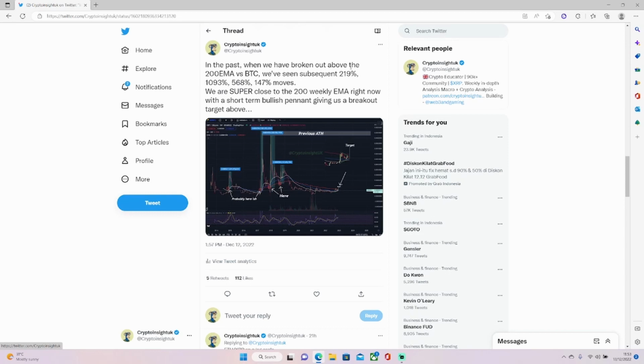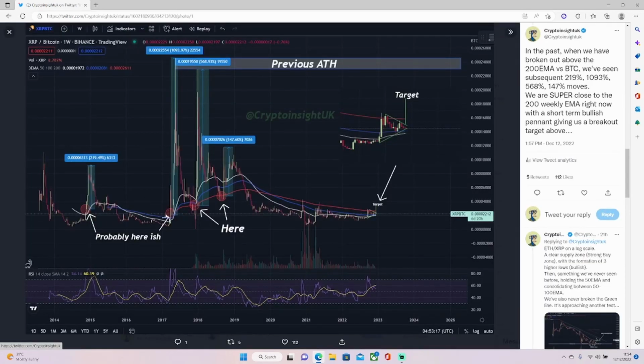In the past, when we've broken out above the 200 EMA, this is versus Bitcoin, we've seen subsequent moves of 219%, 1093%, 568% and 147%. We're super close to the 200 EMA right now, with a short-term bullish pennant giving us a breakout target above. So back here and back here, there wasn't enough historical data for the 200 EMA to be in there, but I've guessed at where I think it would be and shown the percentage breakouts should it break above these levels. As you can see here, back in 2021, we failed to break above the 200 MA.